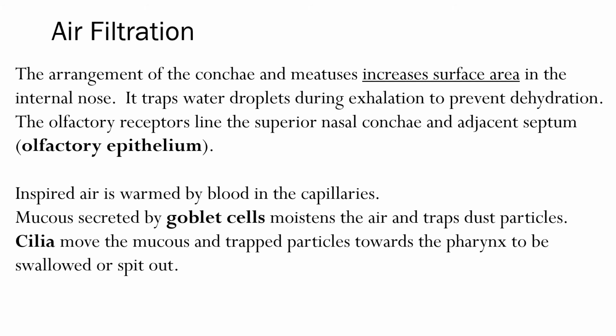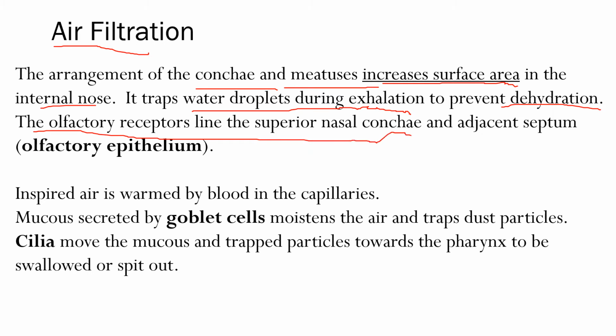Air filtration. The arrangement of the conchae. What are the conchae? Those conchae are part of bone, right? The arrangement of the conchae and meatuses increases surface area in the internal nose. It traps water droplets during exhalation to prevent dehydration, and the olfactory receptors line the superior nasal concha and the adjacent septum, and they're called the olfactory epithelium.